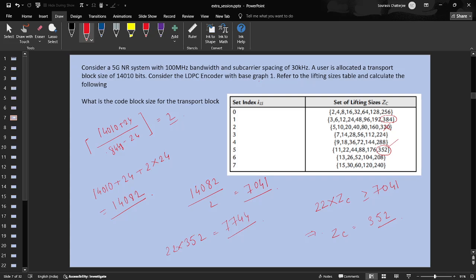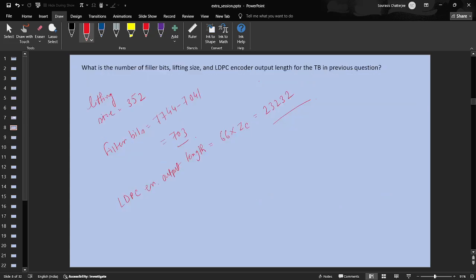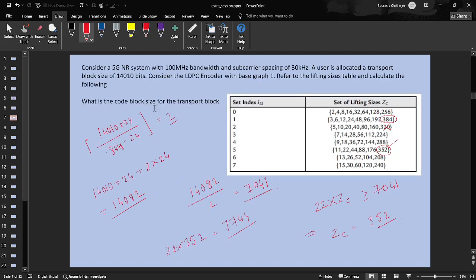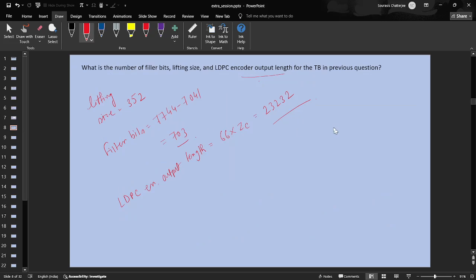Now, if this is modified to base graph 2, and we are asked to find the encoder output length, can we just alter the mother code rate from one third to one fifth and calculate, or does something else need to be done? It should be 50 Zc first of all, and the next 50 bits.